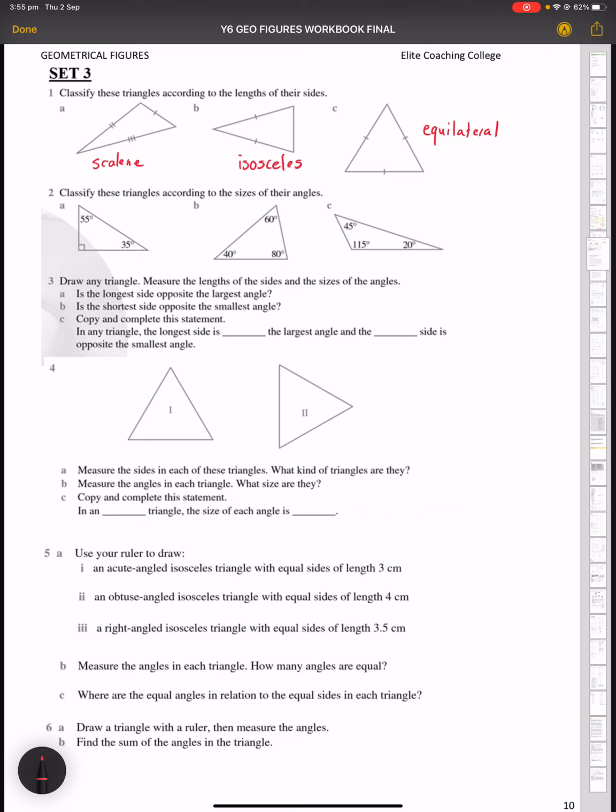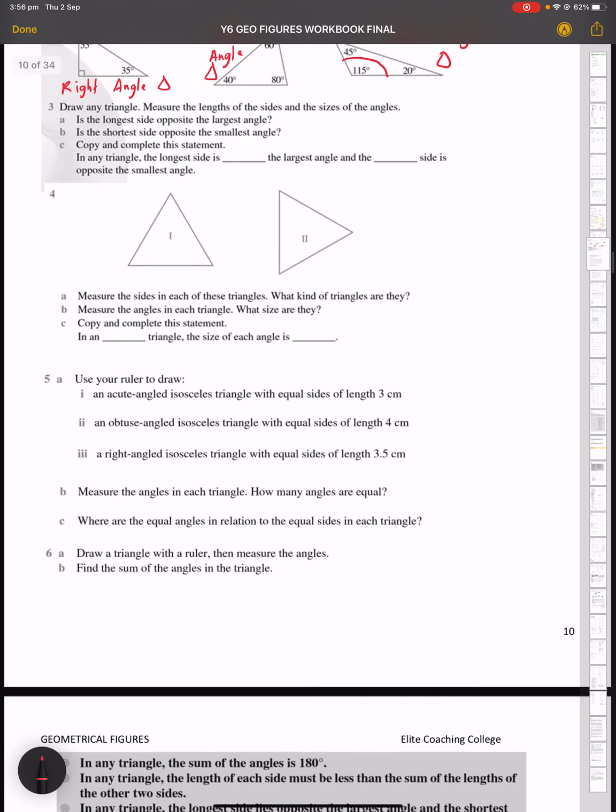Classify these triangles according to their angles. The first one has a right angle in it, so right angle triangle. Second one, all the angles are less than 90 degrees, so acute angle triangle. And the third one has one angle that's larger than 90 degrees. That's an obtuse angle, so obtuse angle triangle.